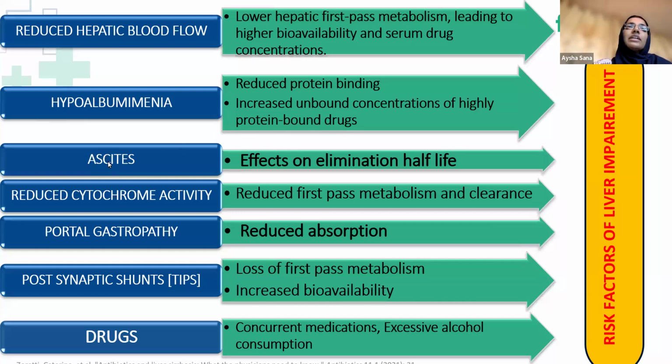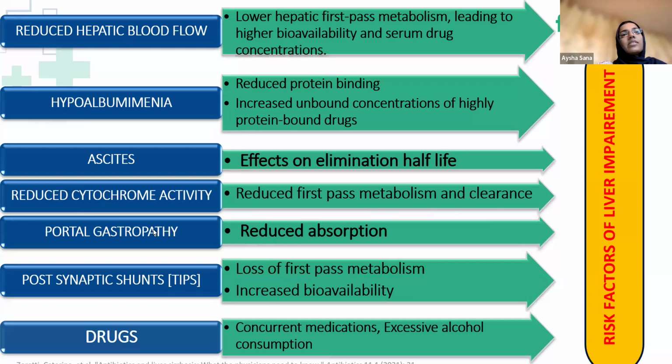Then the next condition these kinds of patients can have is ascites. It is one of the complications of liver cirrhosis and hepatic impairment. Even patients with ascites can have issues with drug metabolism and elimination. Moving on, these patients will have reduced cytochrome activity. That is, the cytochrome enzymes like CYP450, their concentration or activity will be reduced, eventually reducing the drug's metabolism and clearance.